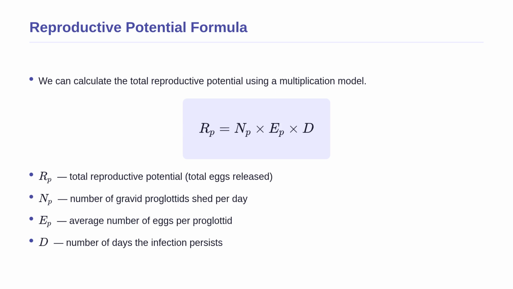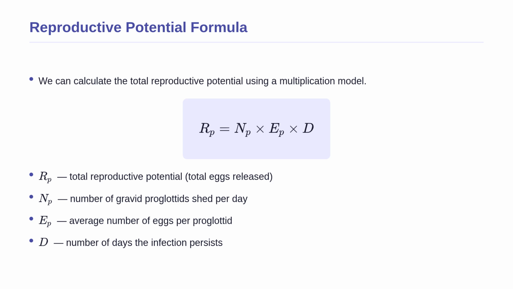Now that we understand the role of proglottids, let us look at how we quantify this biological output. We can calculate the total reproductive potential of a single tapeworm over a specific period using a simple multiplication model. The formula is RP equals NP times EP times D. Here, RP represents the total reproductive potential, which is the total number of eggs released into the environment.